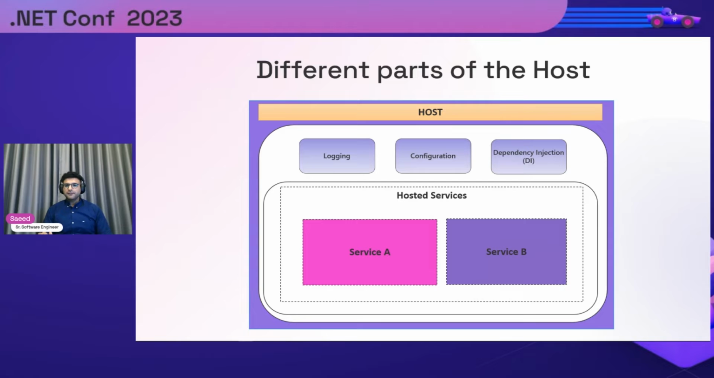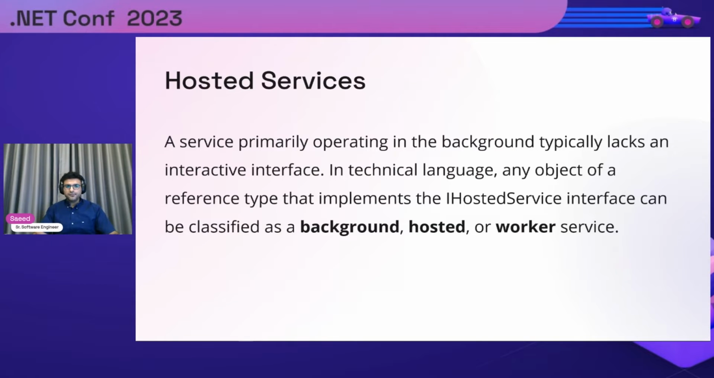Here are the different parts of the host in a high-level image. There are two hosted services here. Apart from the host, when we run the application, we have already configured, for example, dependency injection, configuration, and logging, and then here we are trying to add two hosted services, A and B, in the order of first A and then B. But what are hosted services?